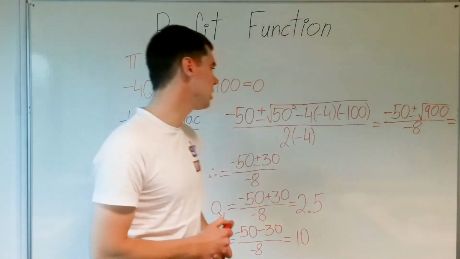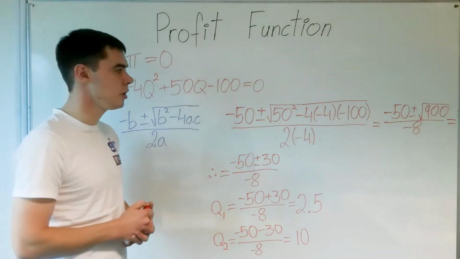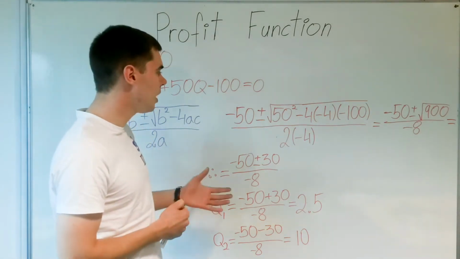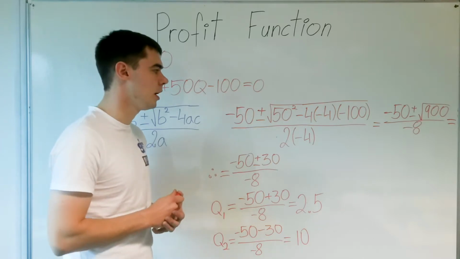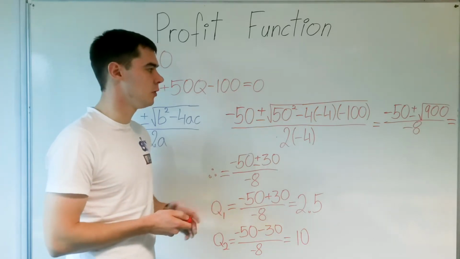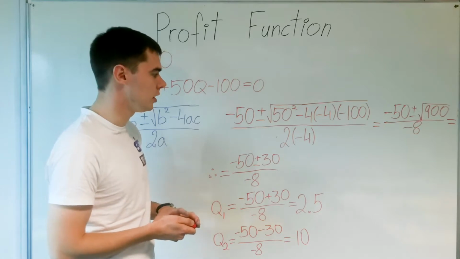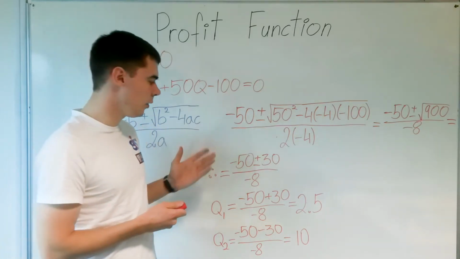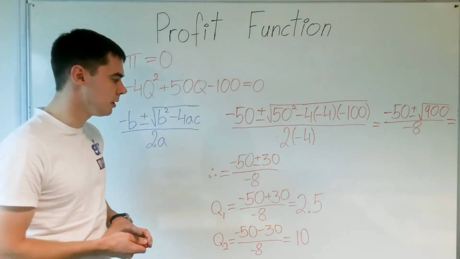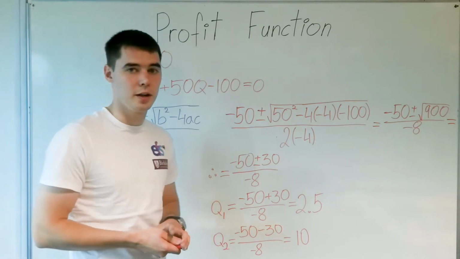Now we can insert our values in the quadratic equation formula, and we have minus 50 plus or minus the square root of 50 squared minus 4 times minus 4 times minus 100, all divided by 2 times minus 4, which equates to minus 50 plus or minus 30, all divided by minus 8.